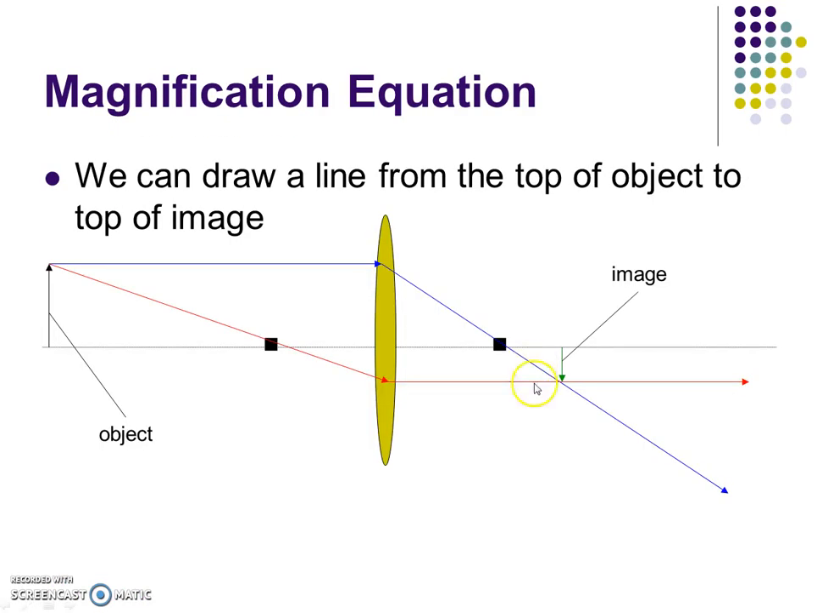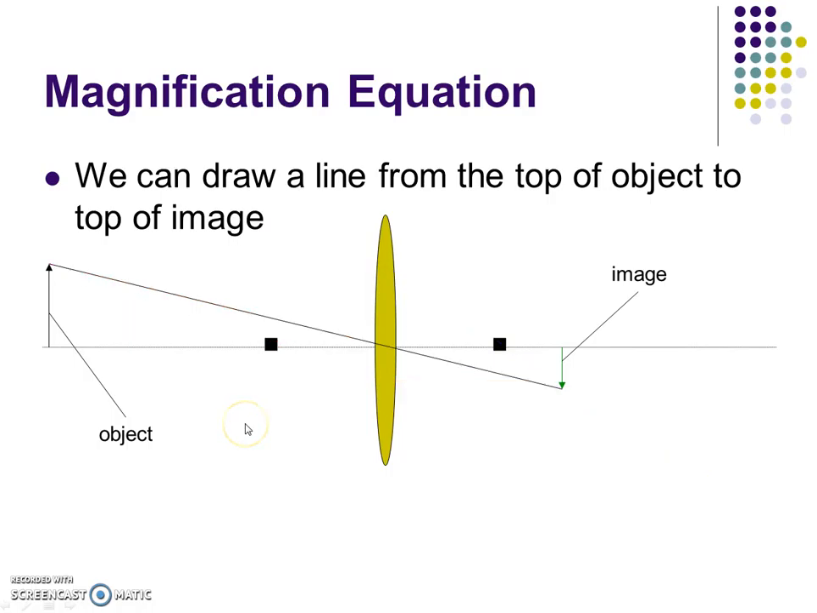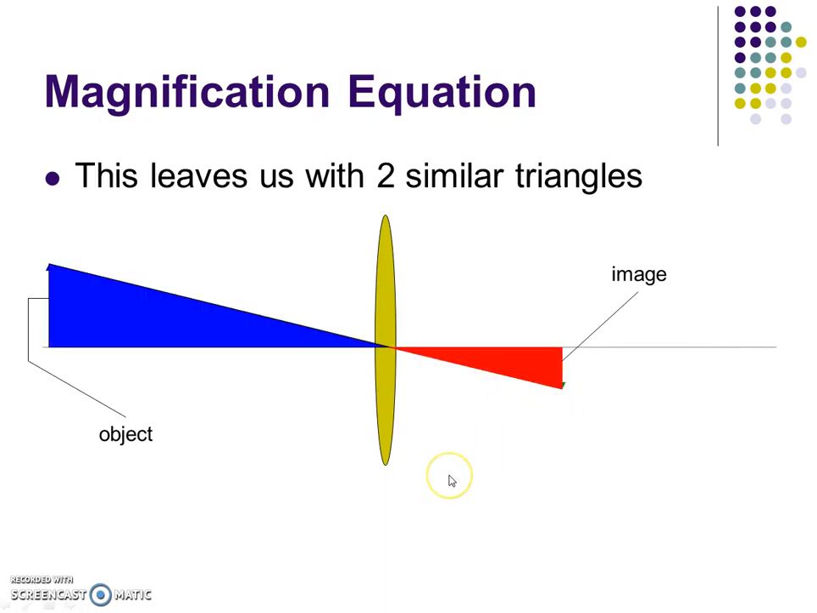Okay, so now let's take a look at our equations here. Here's one of the ray diagrams we did before. We could have added a third ray where we go right through the center of the lens, and it would also go to where the image is located. So that gives us our two similar triangles.